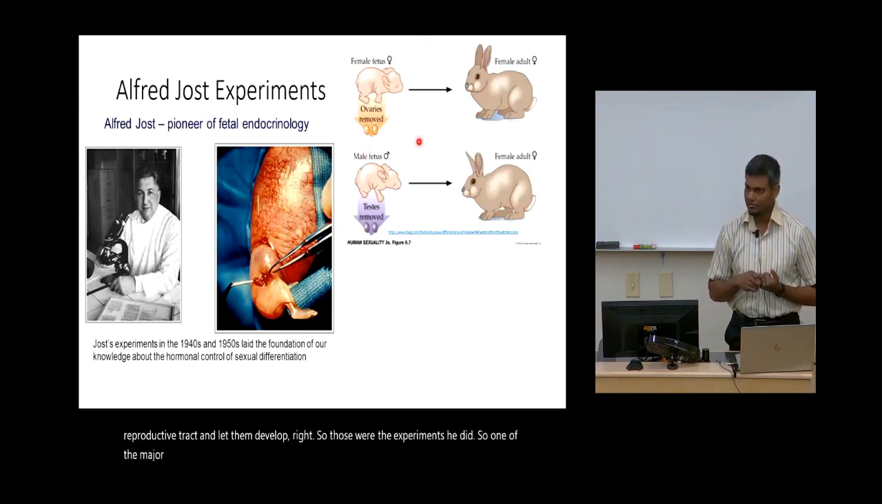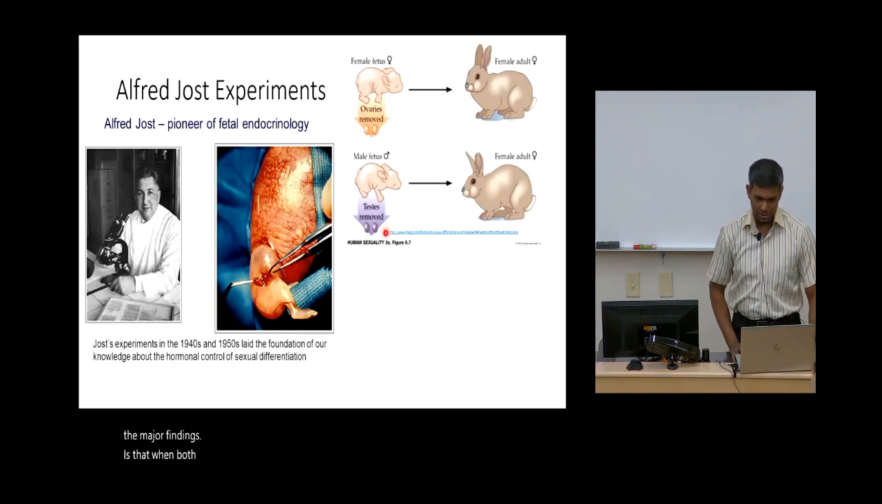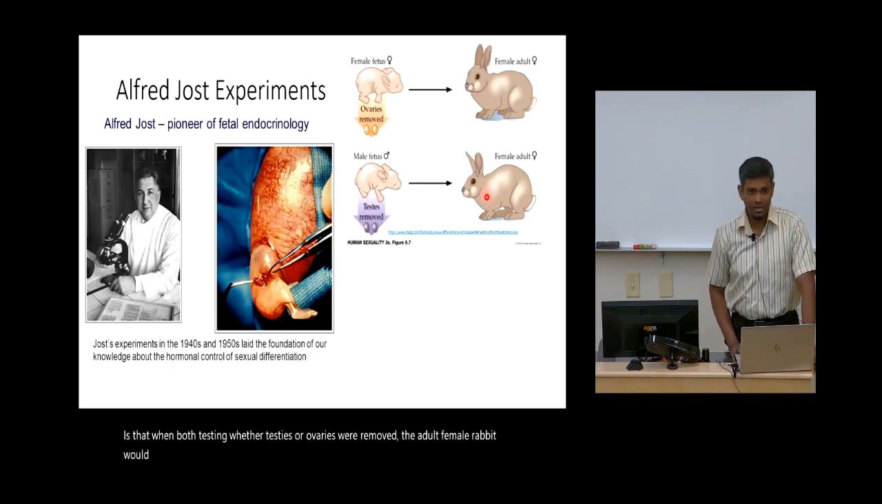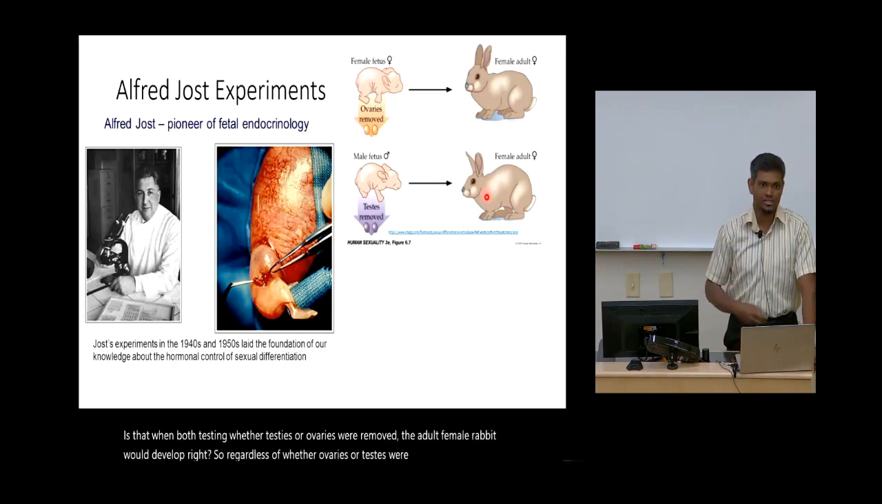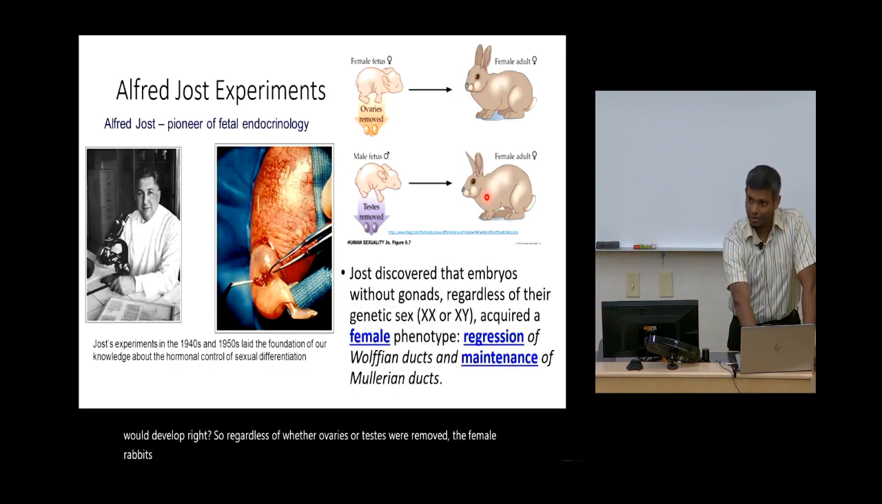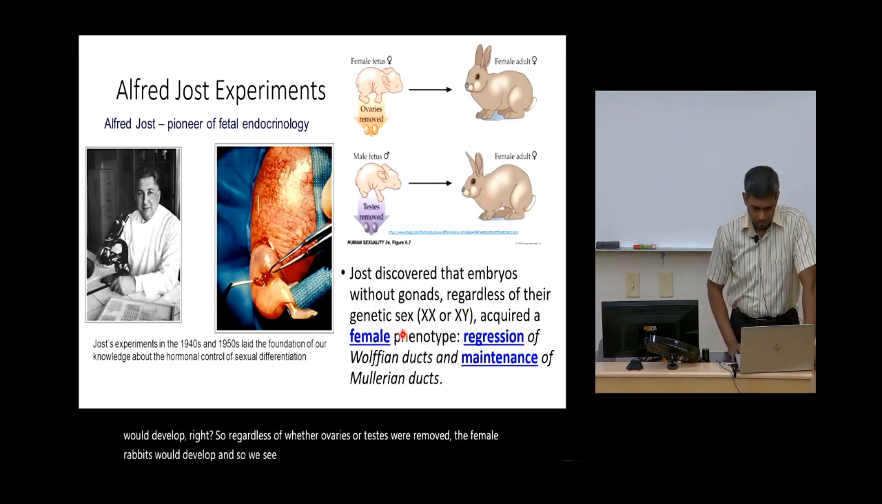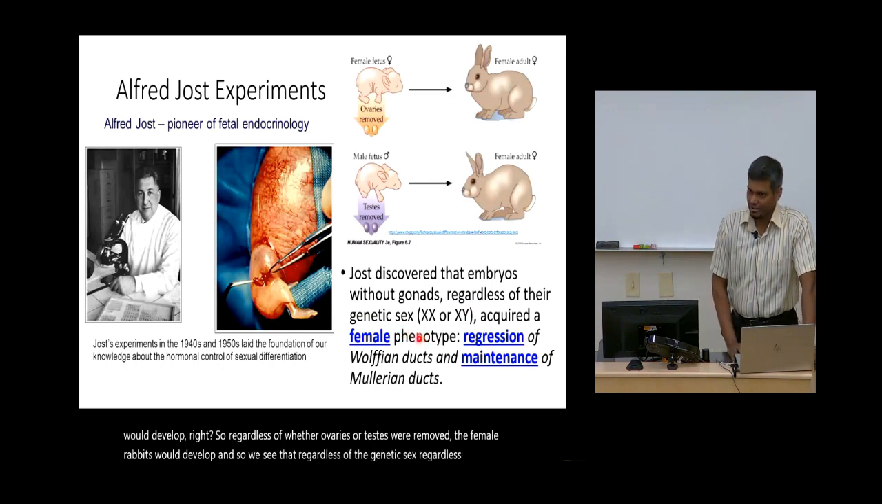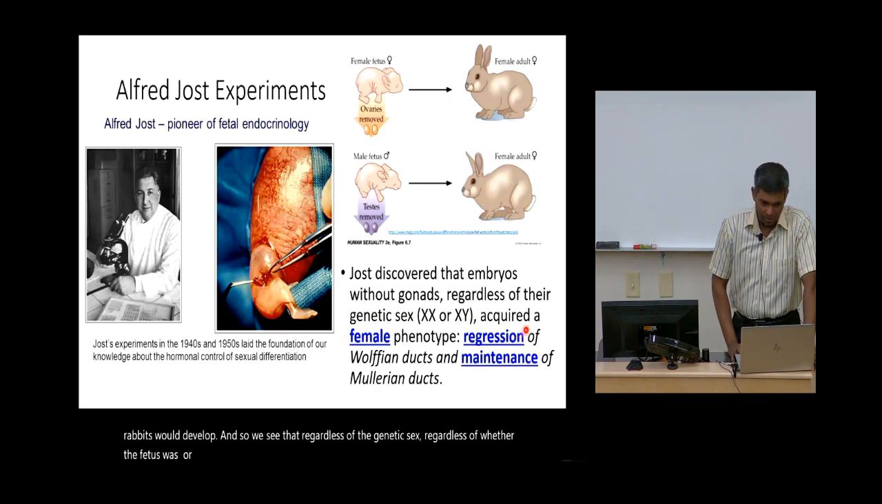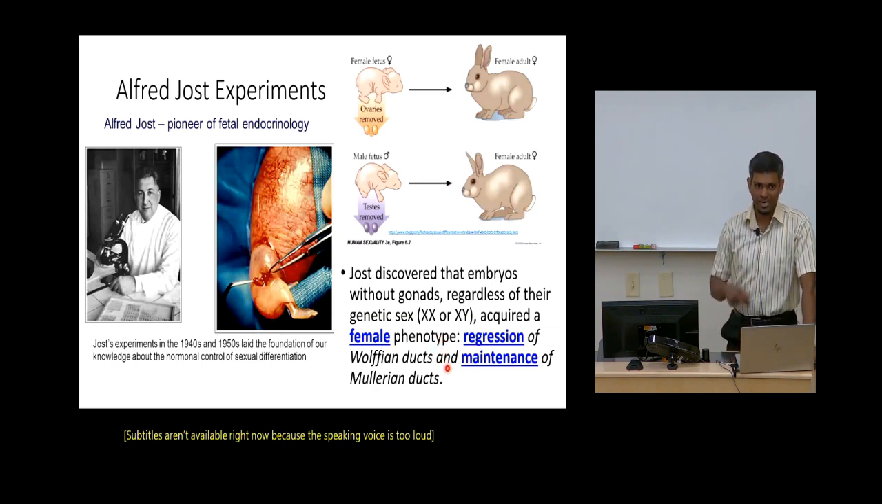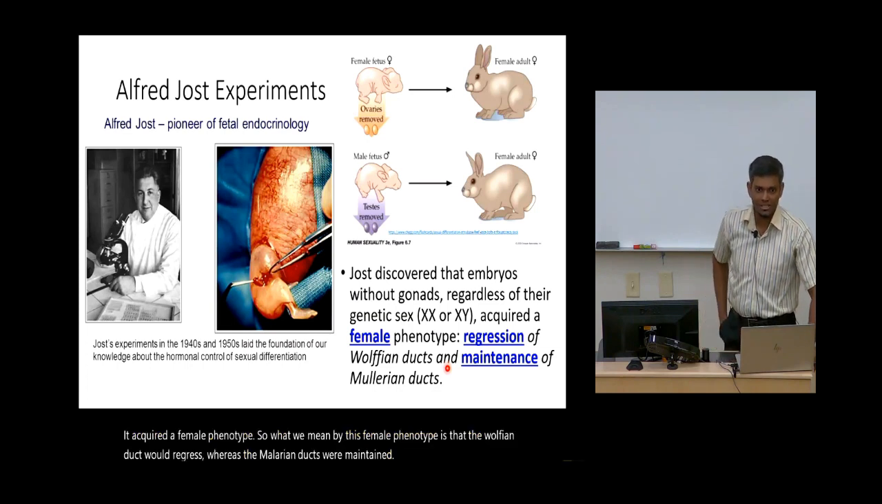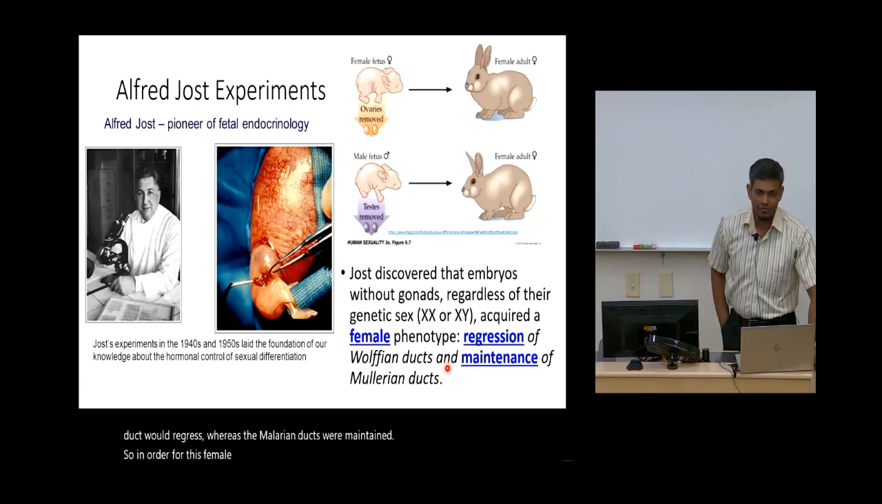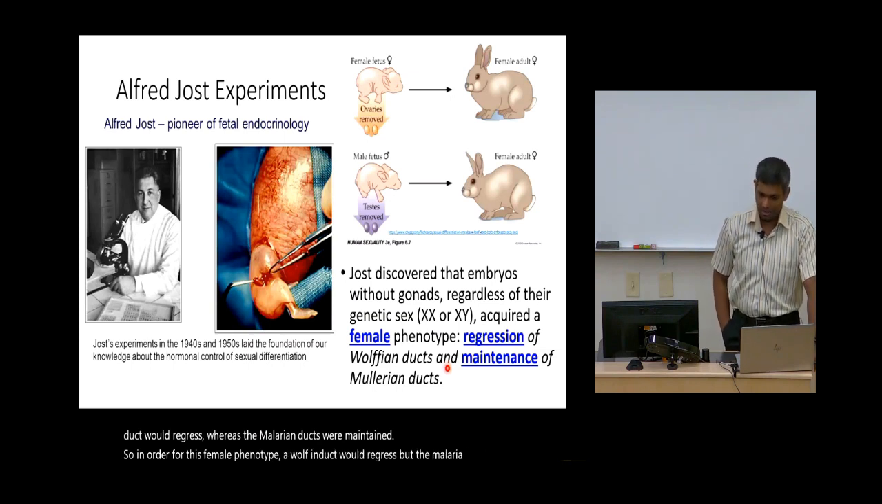So those were the experiments he did. One of the major findings is that whether testes or ovaries were removed, the adult female rabbit would develop, right? So regardless of the genetic sex, regardless of whether the fetus was XX or XY, it acquired a female phenotype. What we mean by this female phenotype is that the Wolffian duct would regress, whereas the Mullerian ducts were maintained.